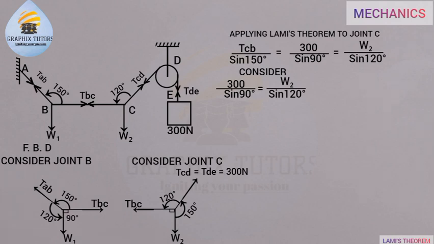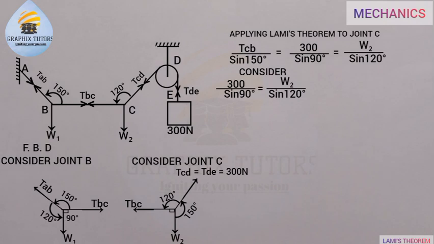We cannot consider TCB over sine 150 equals W2 over sine 120. Why? Because we don't know TCB and we don't know W2. So what we can consider, we can either take TCB over sine 150 equals 300 over sine 90, or 300 over sine 90 equals W2 over sine 120, any of the two.